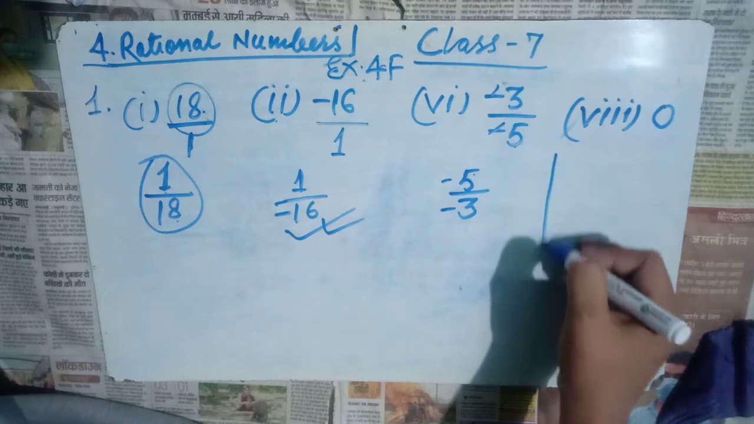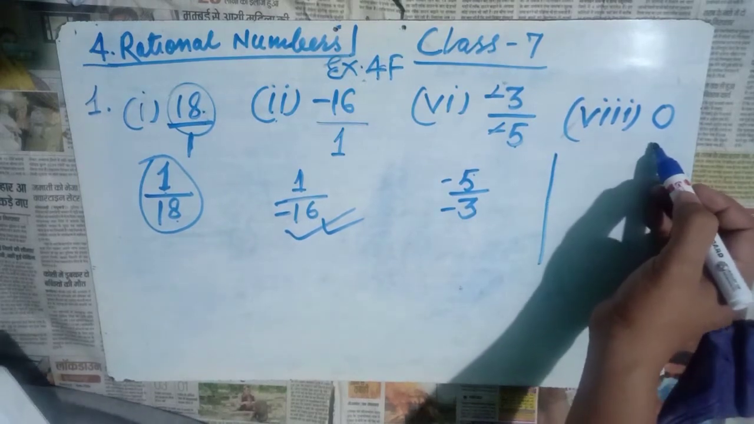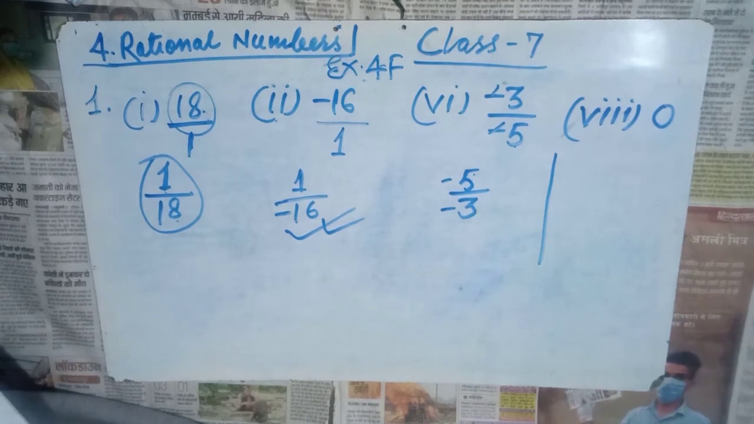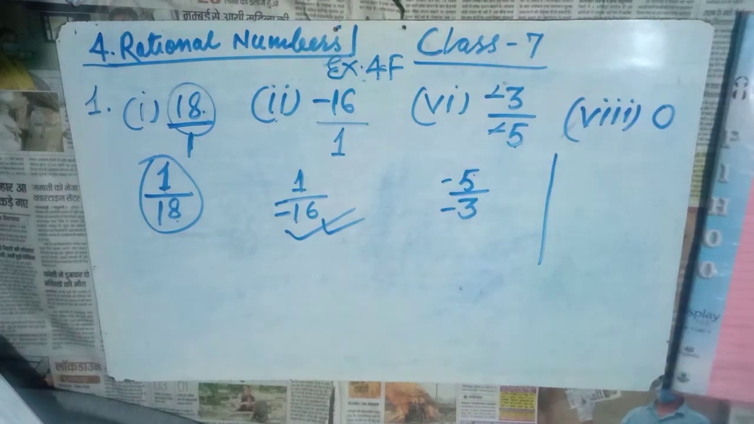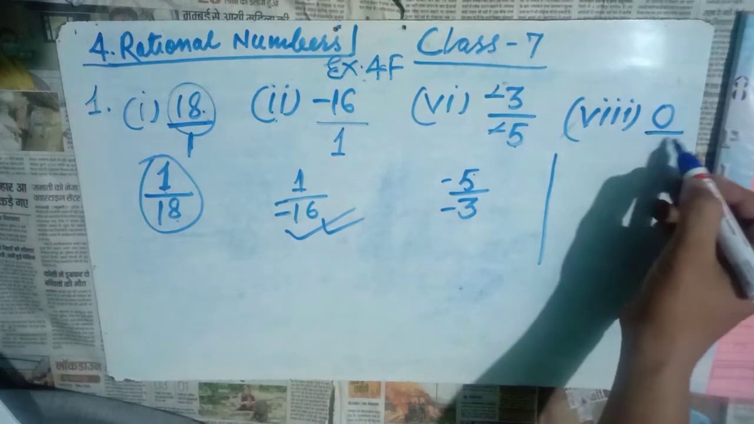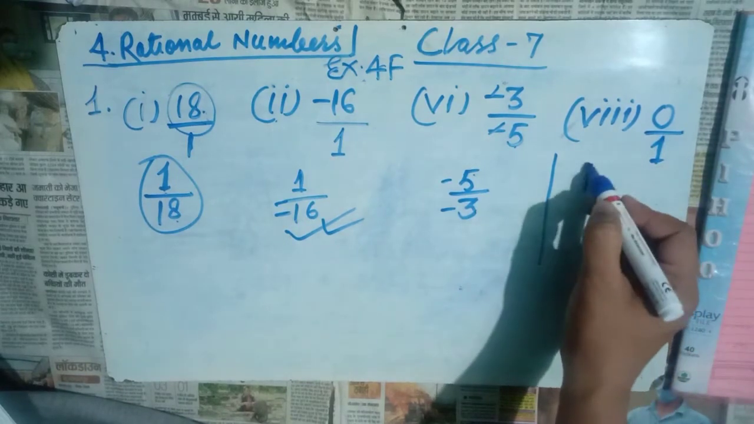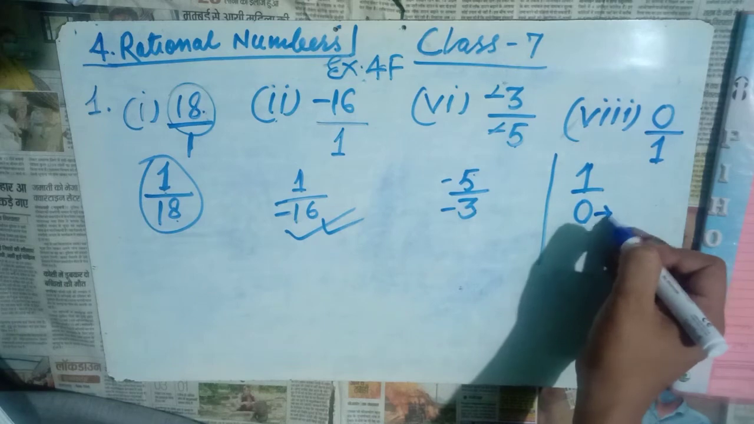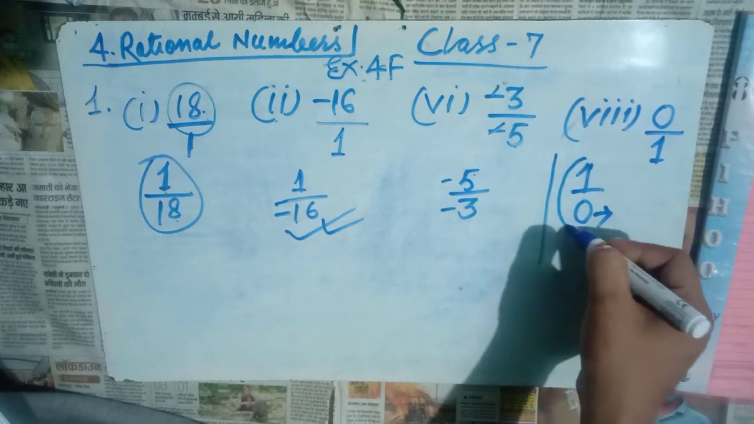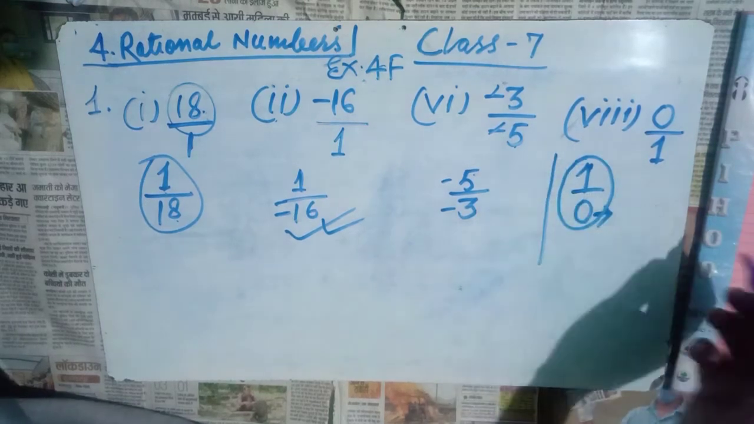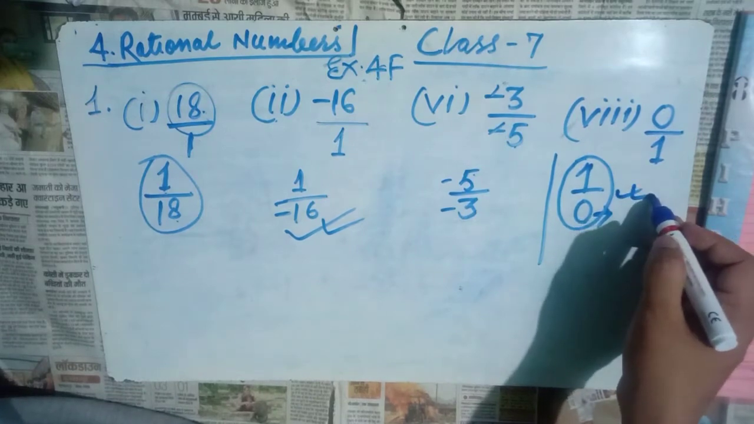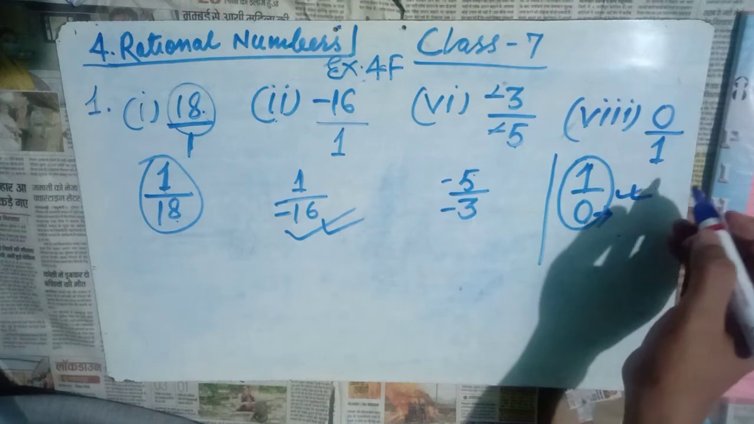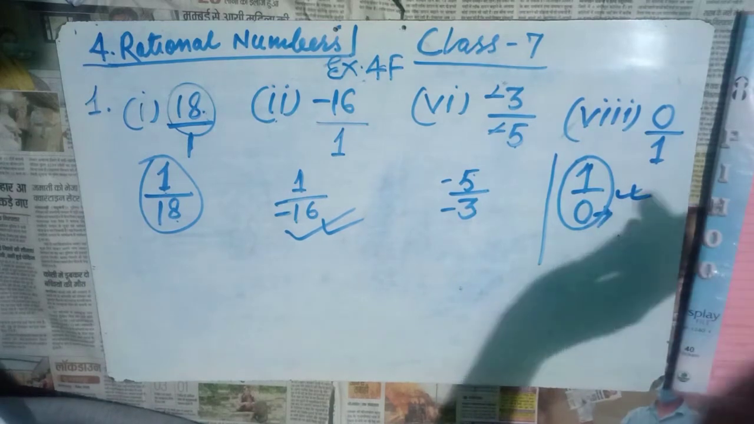Now here the interesting thing is 0. What is the reciprocal of 0? Hence the reciprocal of 0 does not exist. Why? Here is 1, so this becomes 1 by 0, where the denominator is 0. That means this number is not defined, this is illegal in mathematics, it is indeterminate. That means it does not exist. The reciprocal of 0 does not exist.